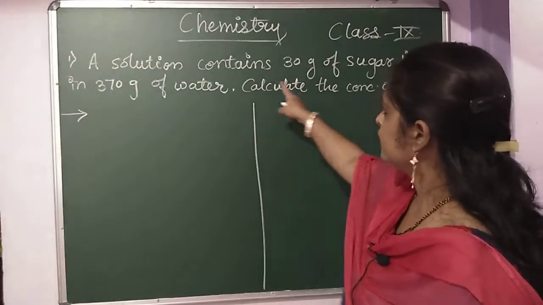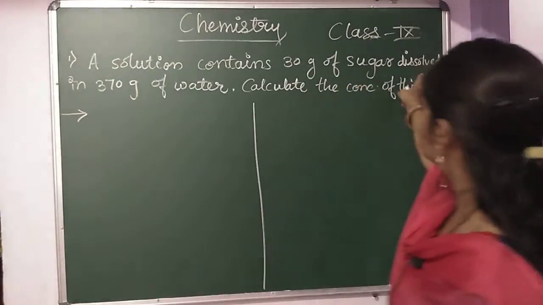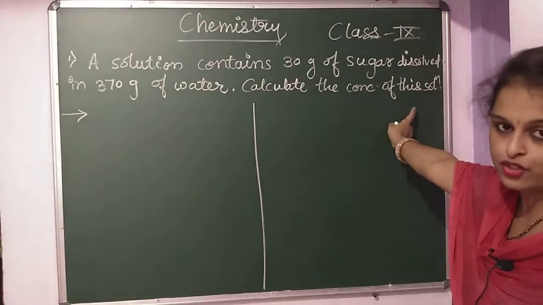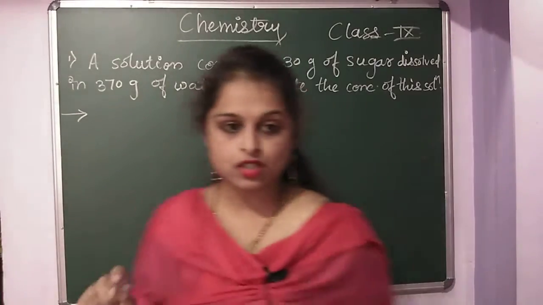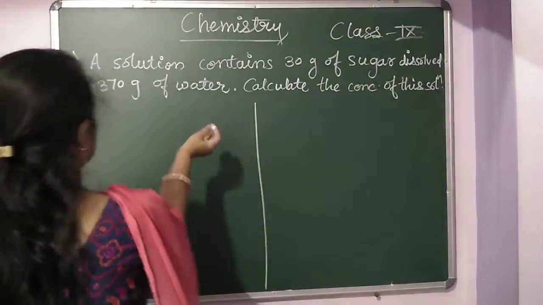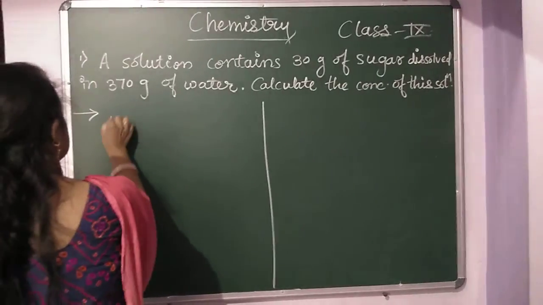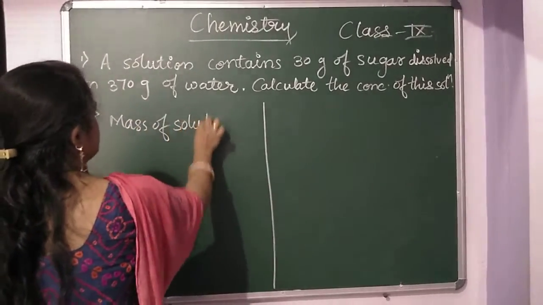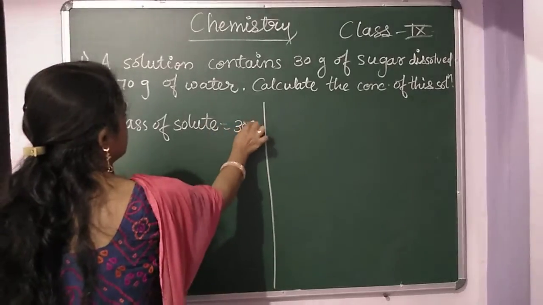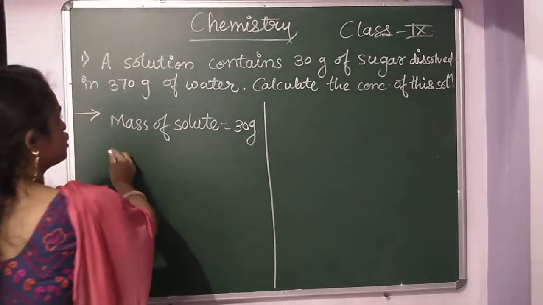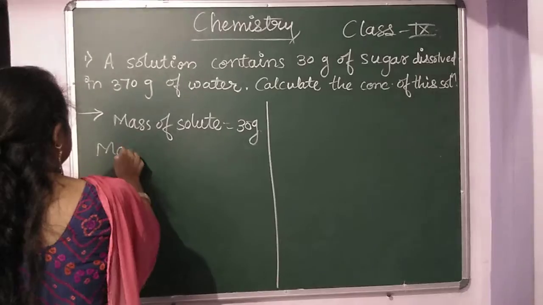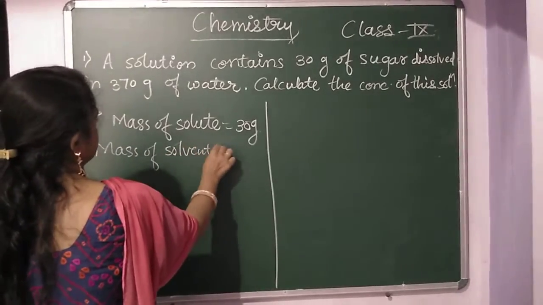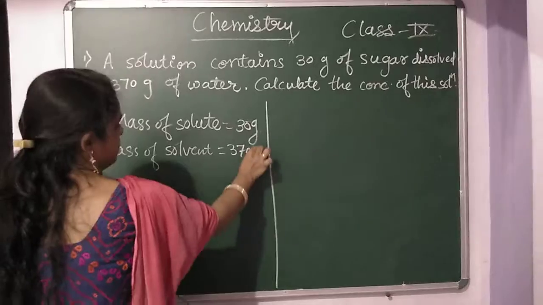The solution contains 30 grams of sugar dissolved in 370 grams of water. Calculate the concentration of this solution. First, we are going to write what will be our solute. Mass of solute is equal to 30 grams, that is nothing but sugar, and mass of solvent is equal to 370 grams.